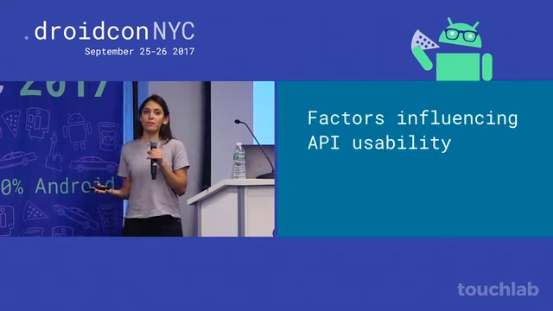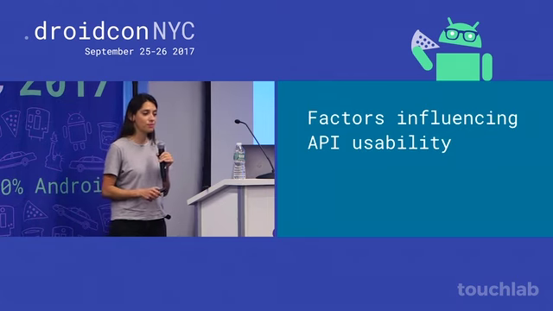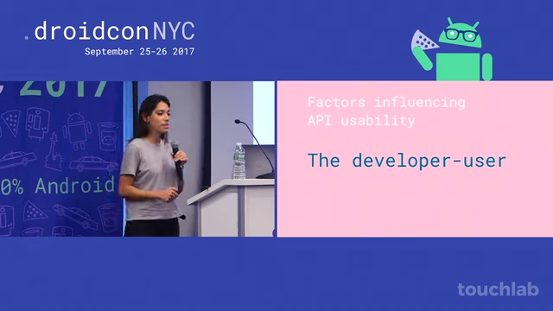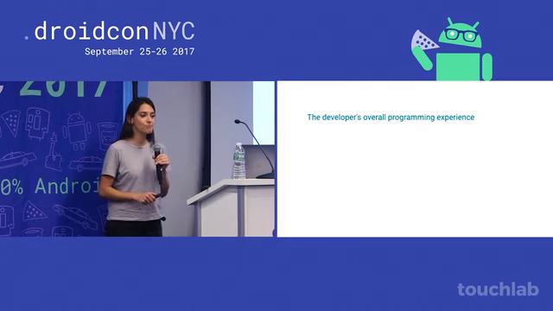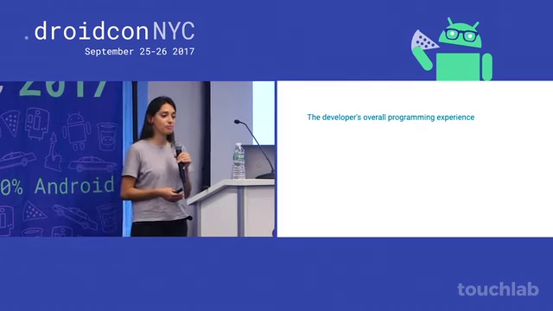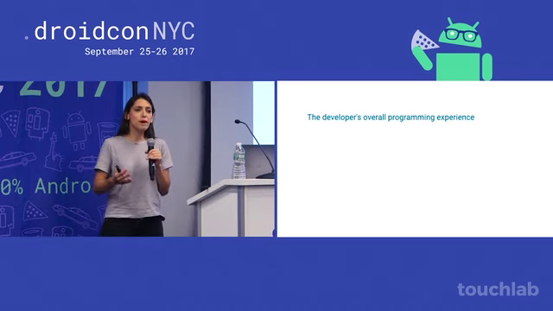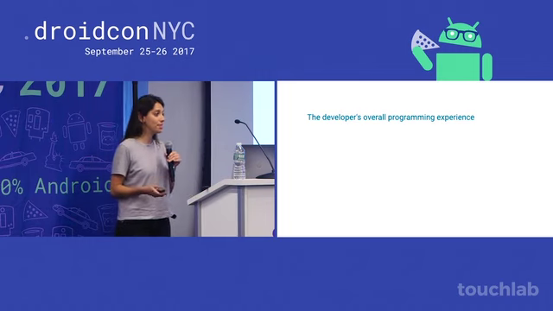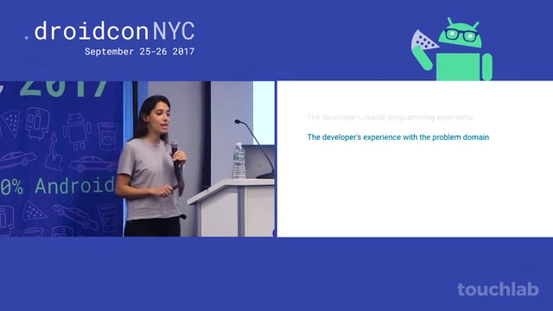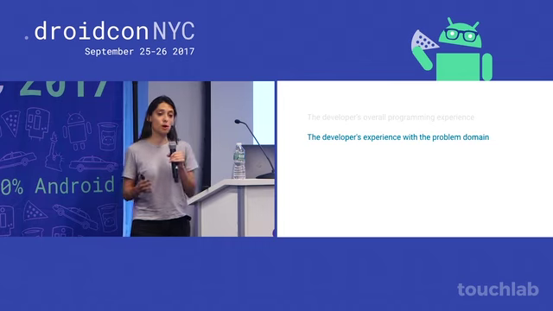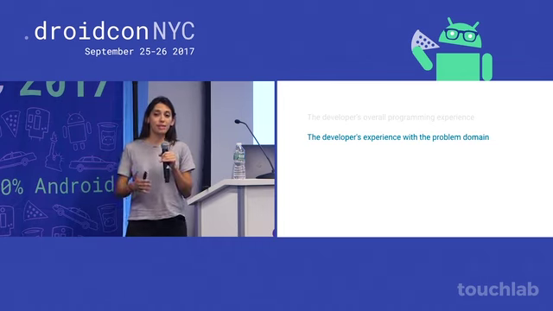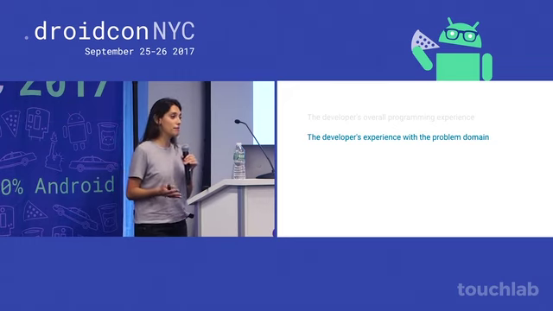Okay, so let's start with the factors that influence the usability. The first one is the developer, the user of our API. So what influences the developer is their overall programming experience, because a more experienced developer might find similarities with other APIs, and therefore can learn a new one easier. Next one is the developer's experience with the problem domain. A developer that solved problems with other APIs might find similarities with the new API. Therefore, it will be easier to use.